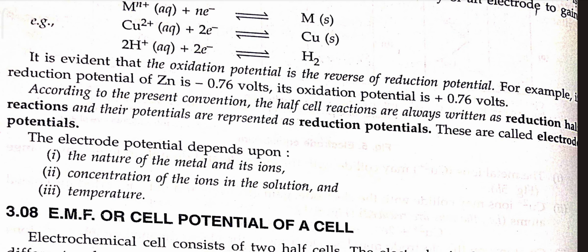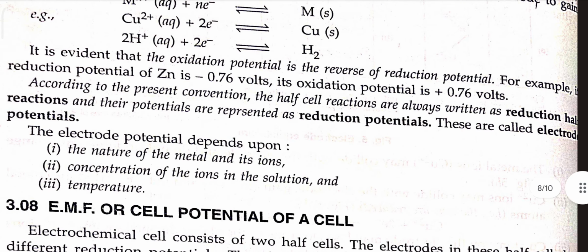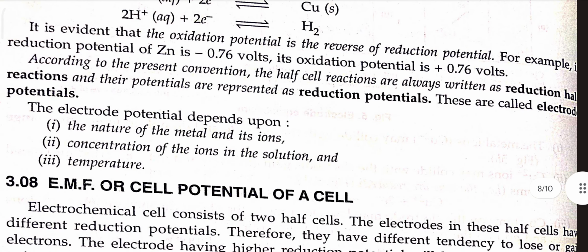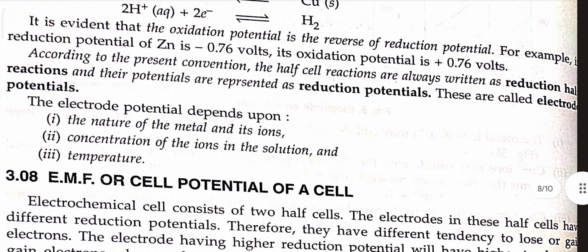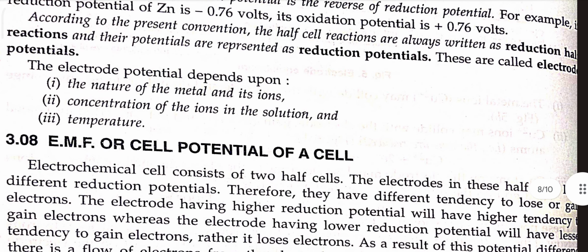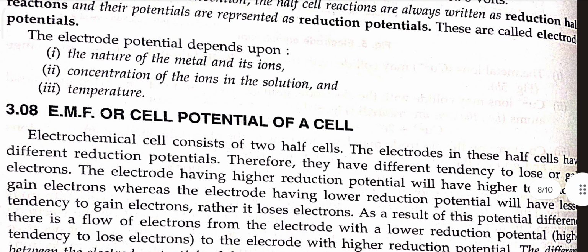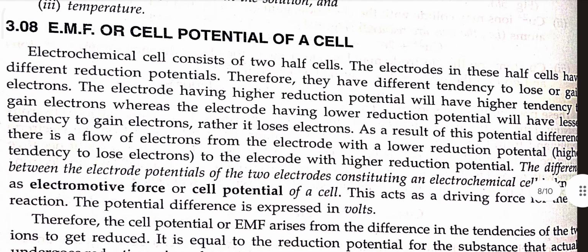According to the present convention, half-cell reactions are always written as reduction half-cell reactions, and their potentials are represented as reduction potentials. These are called electrode potentials. The electrode potential depends upon the nature of the metal and its ion, the concentration of ions in the solution, and temperature. EMF or cell potential of a cell.